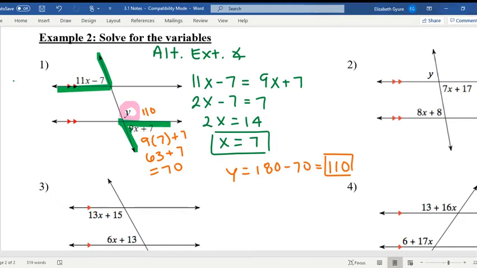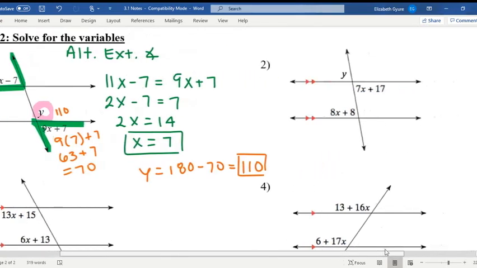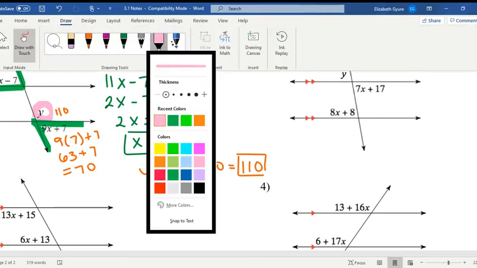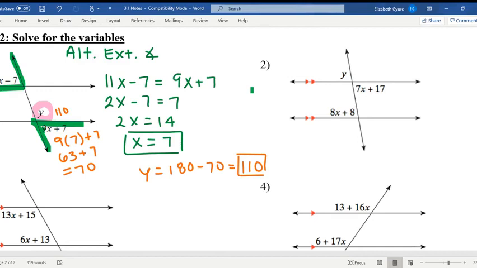All right. Let's look at number 2. Okay, so again, do we have parallel lines? Yes. So then we need to identify our angle relationship. Any ideas on what that might be in this one? You need to highlight it, box it. It just doesn't do you any good if I tell you every time.